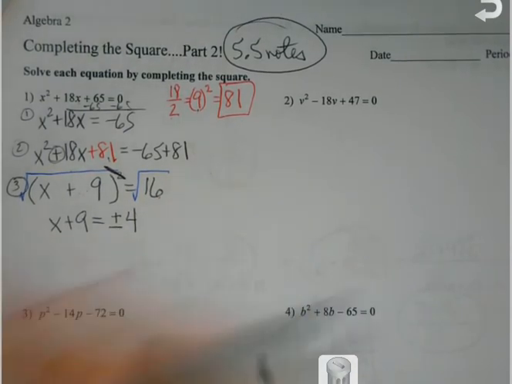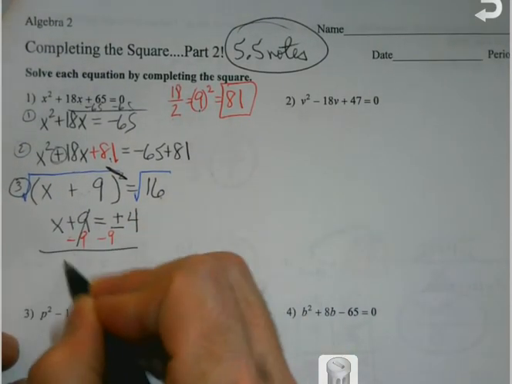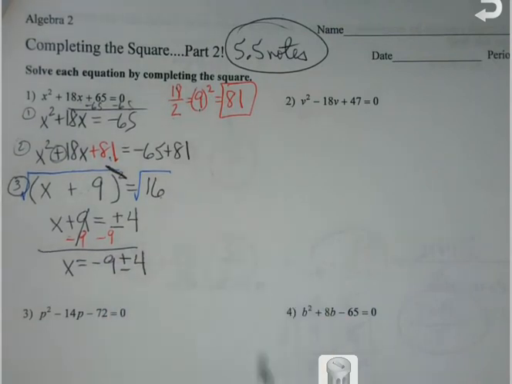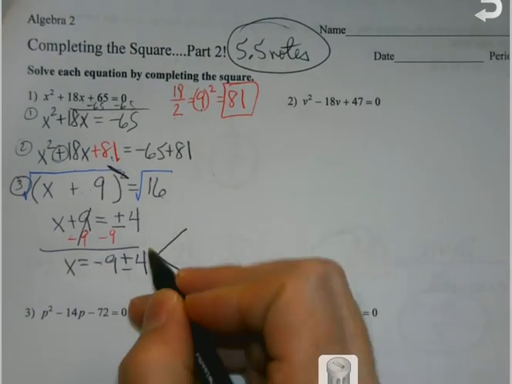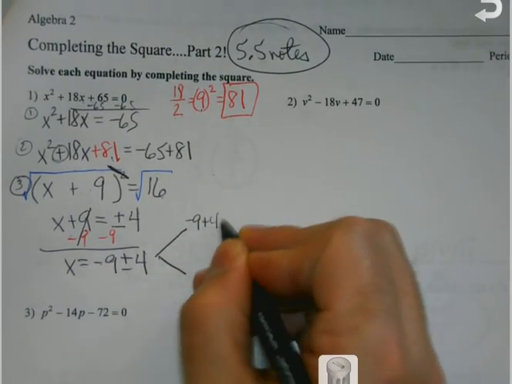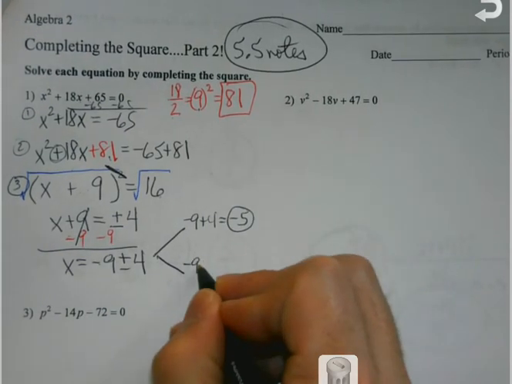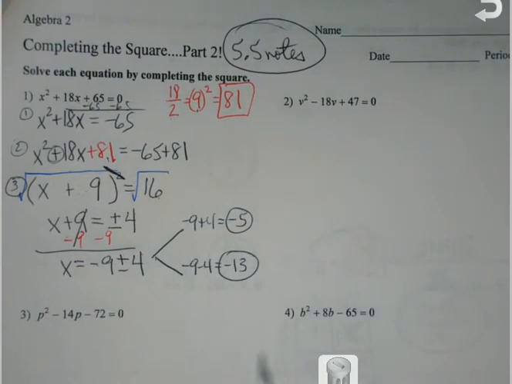And then my last step, I got to get x alone. And if there's no radicals left at this point, I really do want you to go ahead and get the two answers. Negative 9 plus 4, get my answer. Negative 9 minus 4, get my answer. Okay. Don't make life hard on yourself.